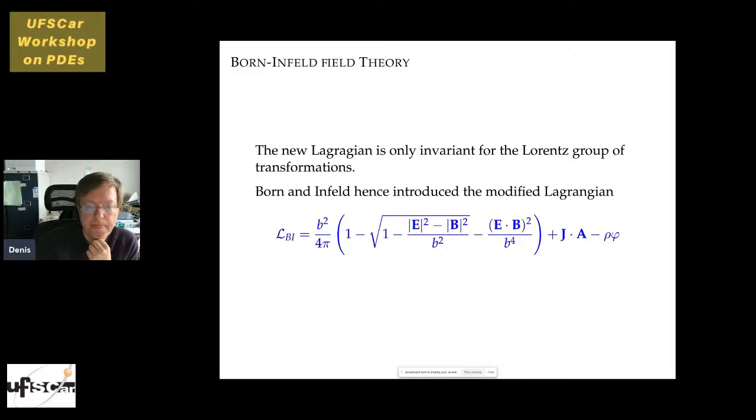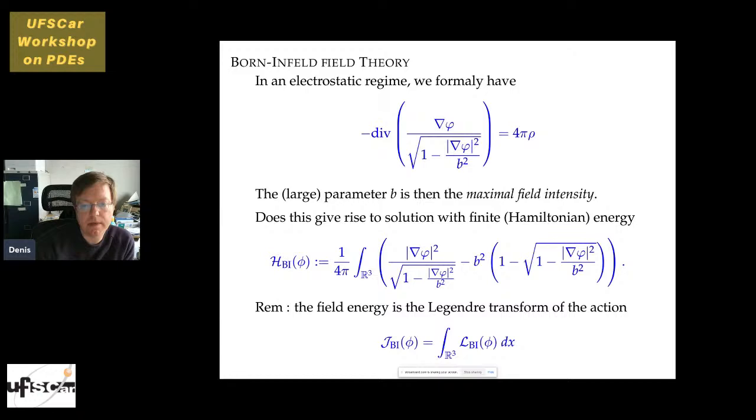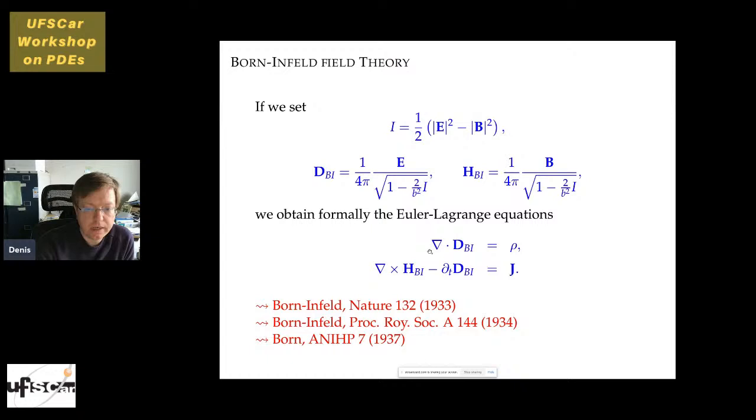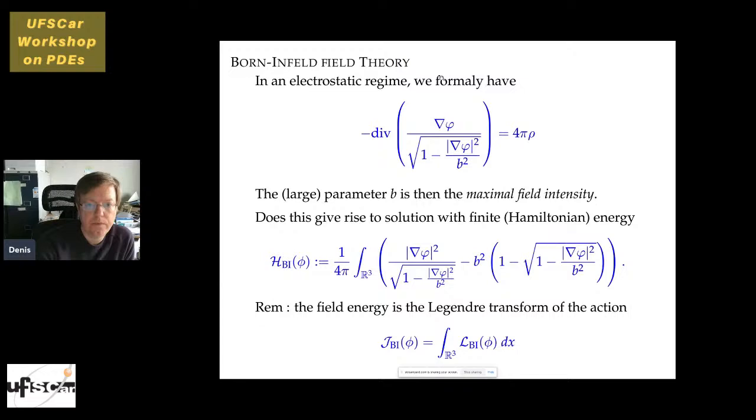Now, going back to the electrostatic regime, so assuming that there is no magnetic field, assuming that everything is time independent, I said, okay, the structure is the same, so I have this equation here, the divergence of this field D. We have the divergence of this guy here equal to 4 pi times the density. But now you see that it means that the intensity of your electrical field has to be at most B. Otherwise, this guy is not defined.